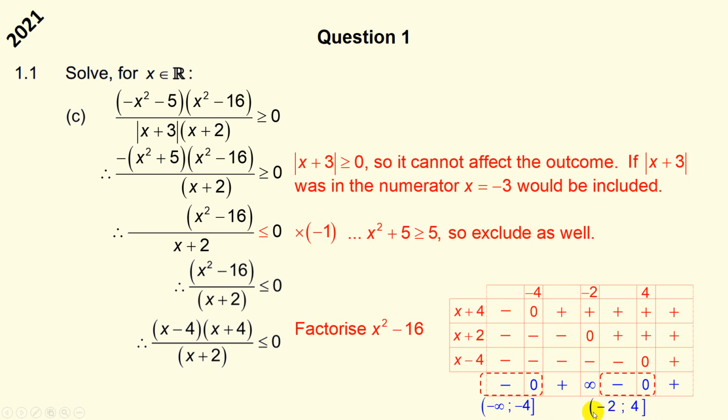In this case, we exclude the negative 2 because it's undefined at that value. So it's from negative 2, excluding negative 2, to 4, and we include the 4 because we need them to be negative or 0. And so there are your answers.